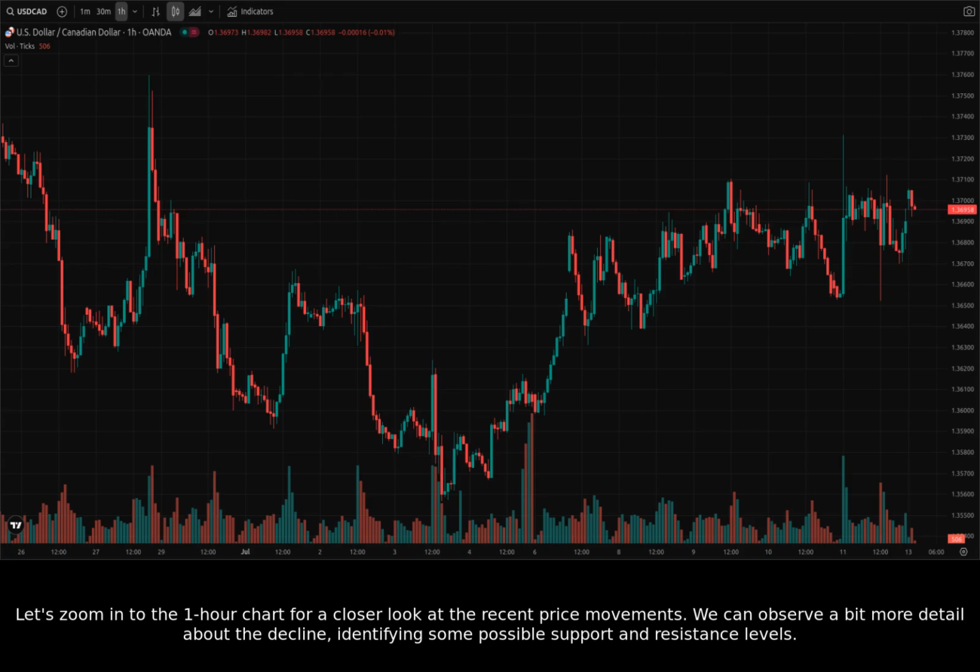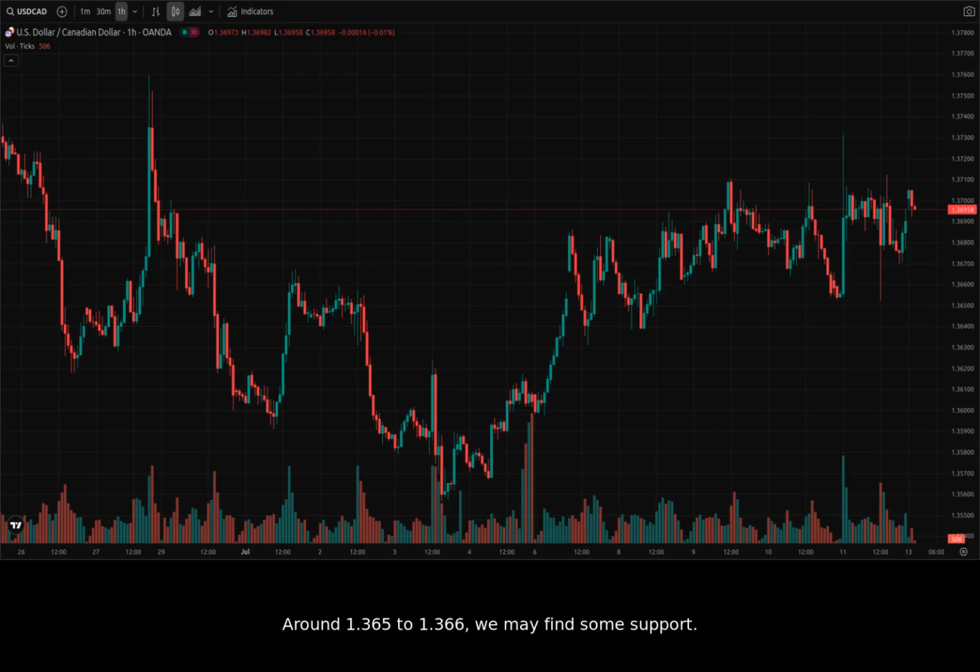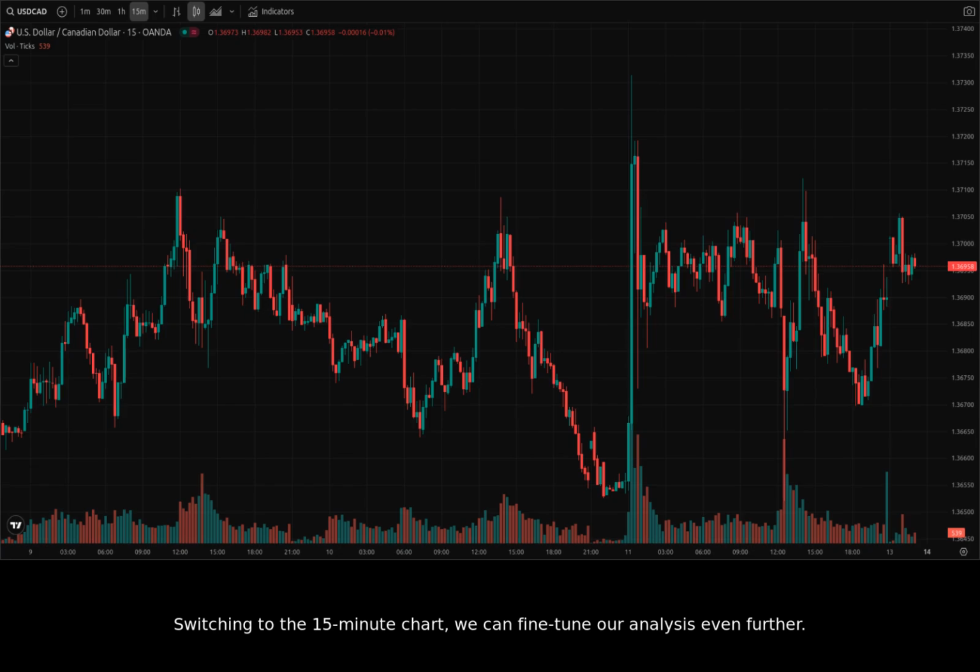Let's zoom into the 1-hour chart for a closer look at the recent price movements. We can observe a bit more detail about the decline, identifying some possible support and resistance levels. Around 1.365 to 1.366, we may find some support. Switching to the 15-minute chart, we can fine-tune our analysis even further. On this short-term time frame, we see a struggle near the 1.364 level, potentially acting as resistance. Currently, it's hovering around 1.364.